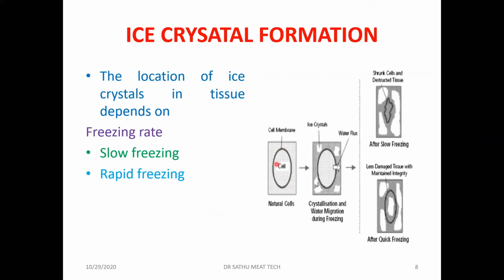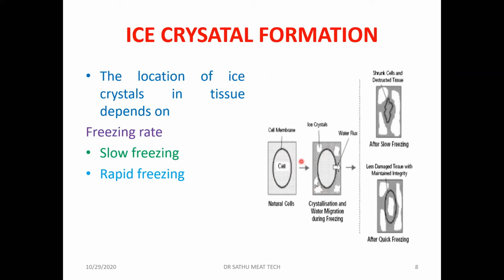We know that intracellular and intercellular water will be present, that is, inside the cell and between the cells. And we know that the solute concentration will be more inside the cell compared to the outside. So when the solute concentration is more inside, naturally the rate of freezing will be less inside, or rather the freezing takes place faster outside compared to the inside. So when the freezing takes place, the ice crystals start forming. You can see these white spots, the ice crystals forming.